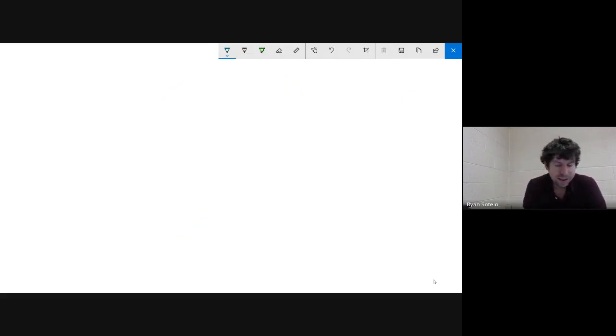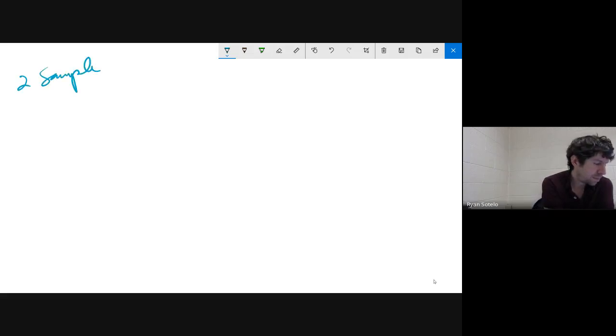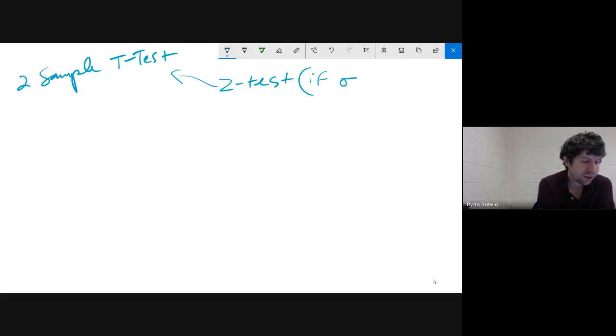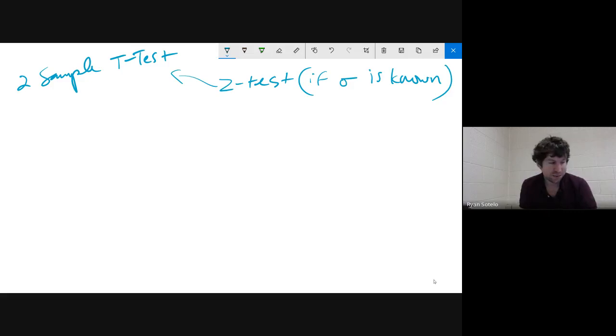We'll start with the two sample t-test. Now, it could be a z-test I'm talking about if the standard deviation for the population, sigma, is known. But if you don't know that, if you only have s, the standard deviation for your sample, then you'd go with the t-test. Now, there are two variants. I will start with the normal two-sample t-test.